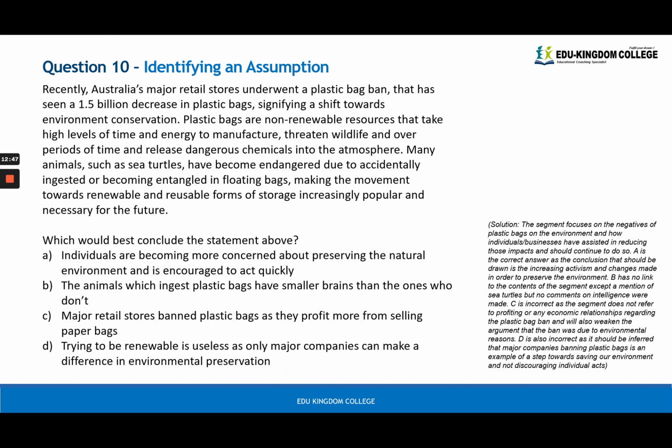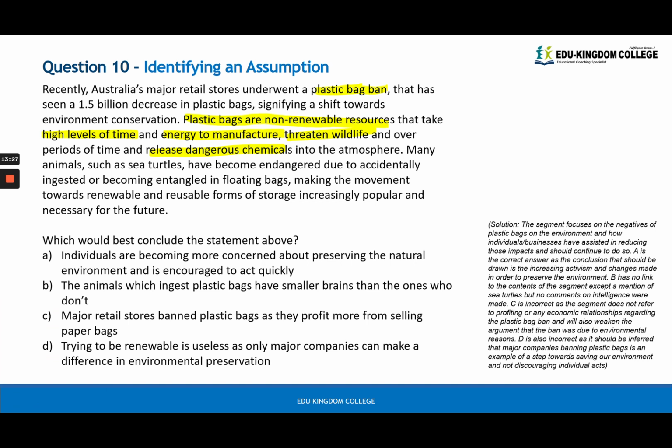And last question of today. It looks like a big statement paragraph, but don't worry, just find the main idea. We're talking about a plastic bag ban. We're mainly talking about how bad it is for the environment, right? It's threatening wildlife, and it's releasing dangerous chemicals, and it's very time intensive and energy intensive to manufacture, and there's a lot of other negative consequences, okay? And also talking about how people have assisted in reducing the impacts. So which one would best conclude this statement?